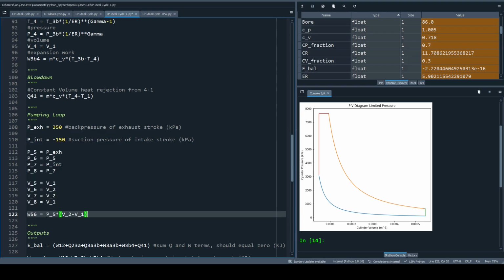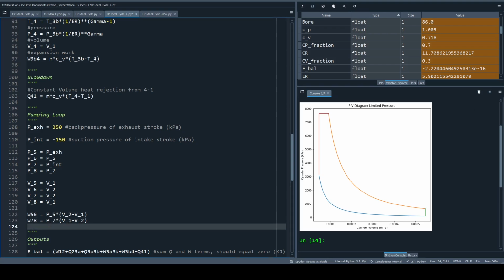Work from 5 to 6 is the pressure at 5 multiplied by the difference in volume. And similarly, work from 7 to 8 is going to be very much the same, just now happening at the intake pressure. All right, so that's the pumping loop.